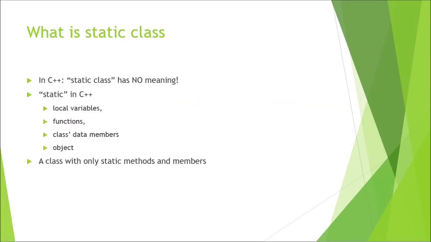In C++, the static keyword can be applied to local variables, functions, class data members, and objects. Static class has no meaning in C++. You can create a class having only static class methods, or you can make a static instance of a class, for example a singleton. But static class isn't a C++ thing, even though some languages apparently have static classes, like C# and Java.